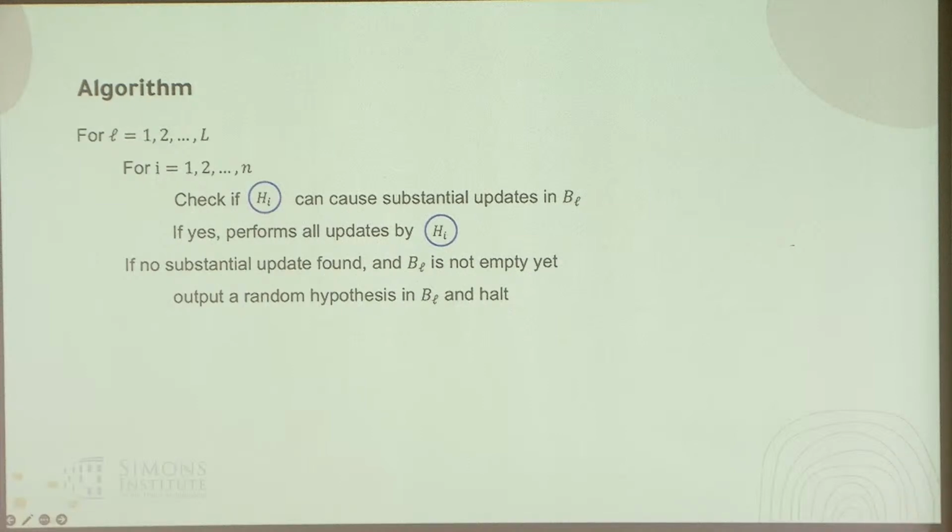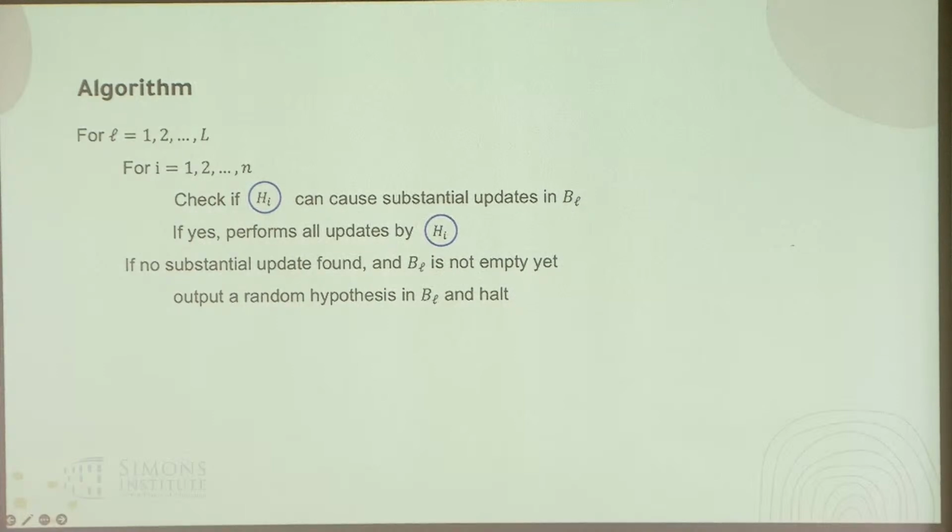So finally, this is the algorithm. We iterate over all buckets, and then iterate over all hypotheses. When I say iterating over all hypotheses, these are the updating hypotheses. Then I check if H_i is going to substantially update a substantial fraction, let's say a constant fraction. If I check with constantly many samples, I can tell if it's a substantially good updater, in O(1) basically. And if it is a good one, I'm going to perform all the updates that this hypothesis can do.